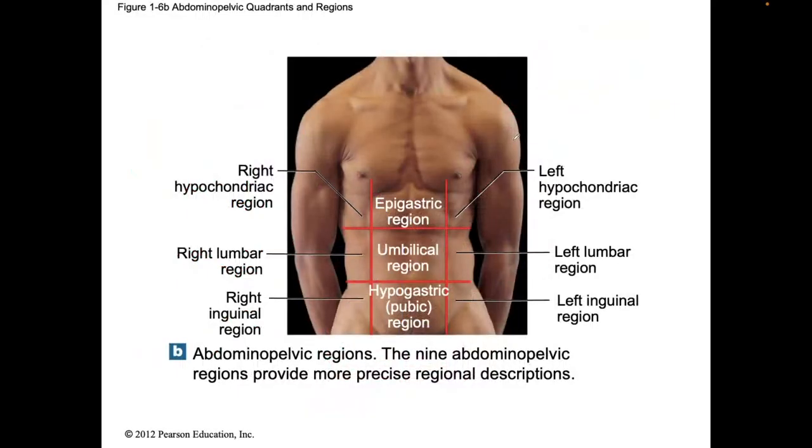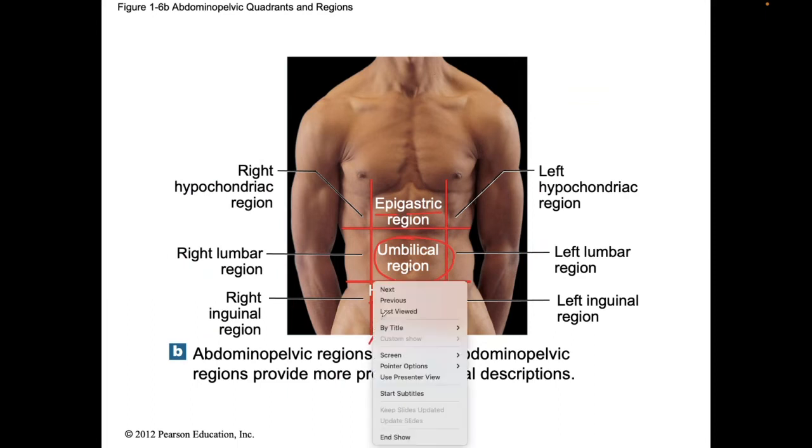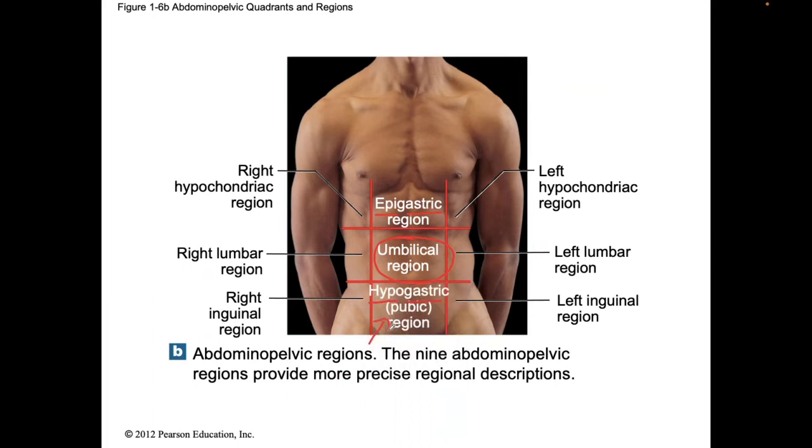Okay. All right. Now let's look at the regions. So we have 4 quadrants, but we have something called 9 regions. Now, these 9 regions, let's start at the center. We have the umbilical region. Then we have an epigastric. Epi means above, gastric is stomach. So there's an epigastric, and then there's a hypogastric. Hypo means below. So epigastric, hypogastric. The other name for hypogastric is called the pubic region for obvious reasons. That's the pubic region.